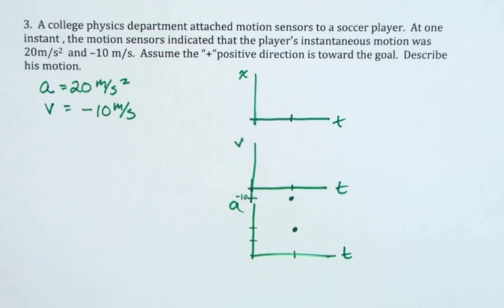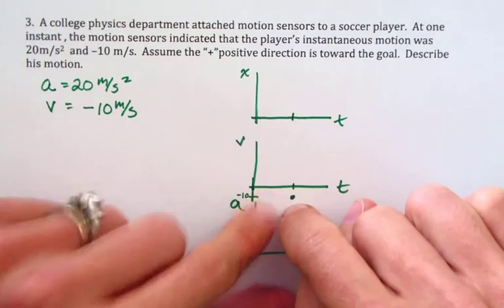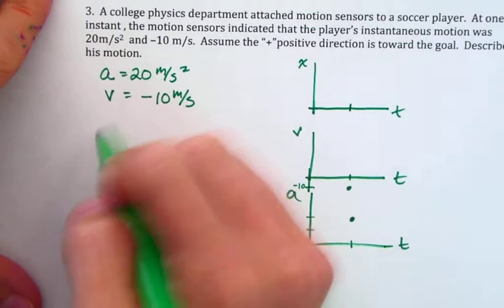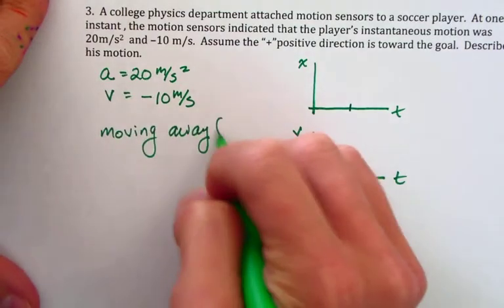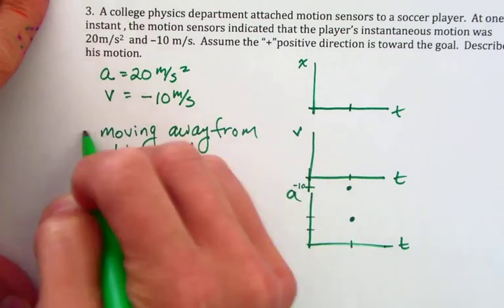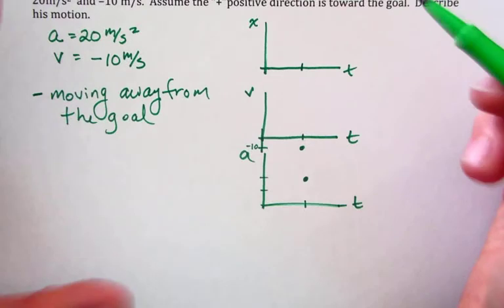And so I'm like, all right, how is this guy moving? Well, if you know that the velocity is negative, you already know the direction. In this case, if positive is towards the goal, a negative velocity means we're moving away from the goal. Okay, and then the next thing is to determine how quickly they are moving away.